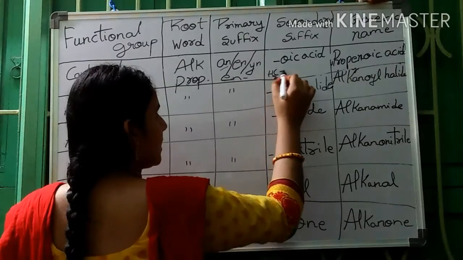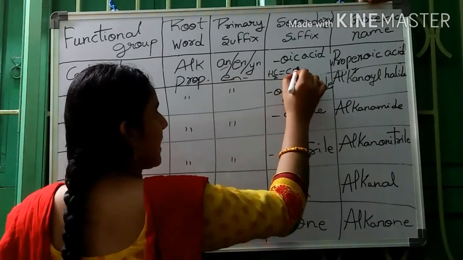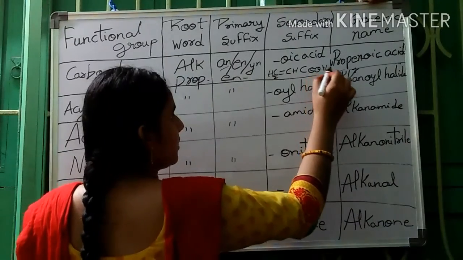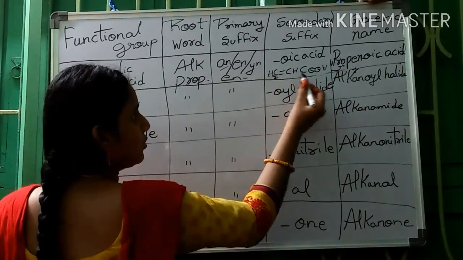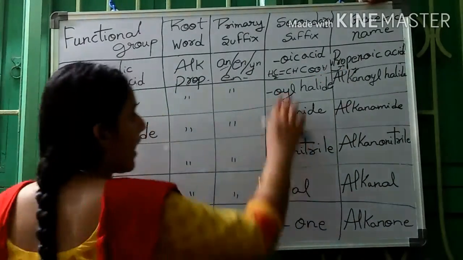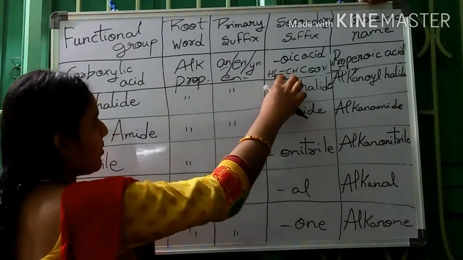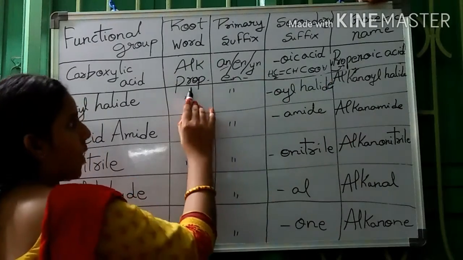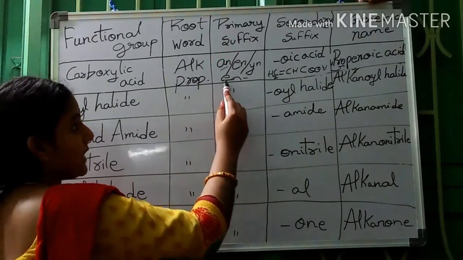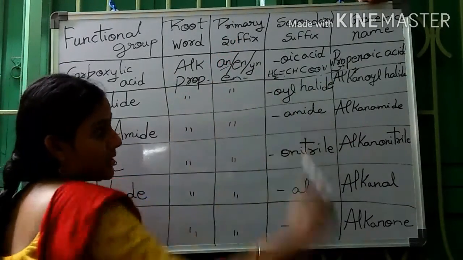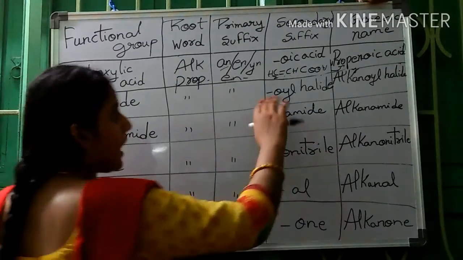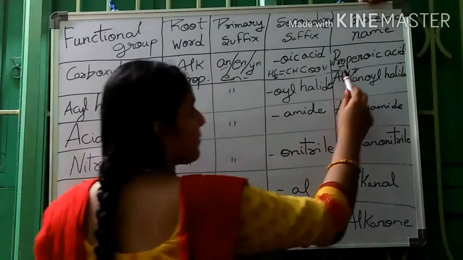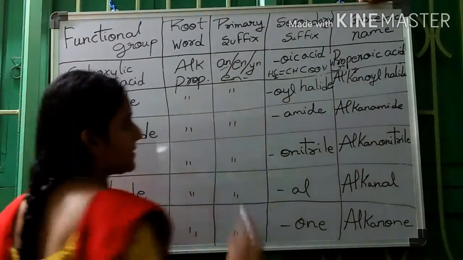CH2=CH-COOH. Here 1, 2, 3 carbons are present and 1 double bond is present. So it is an alkene. 3 carbons means prop. The primary suffix would be ene because a double bond is present. So it contains a carboxylic acid functional group. Its name would be propenoic acid.